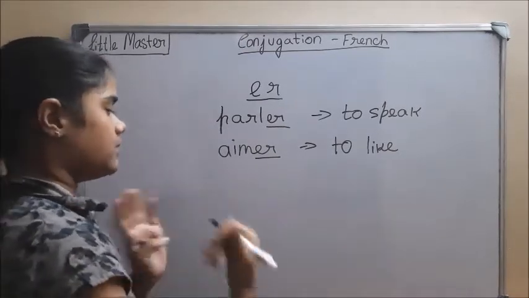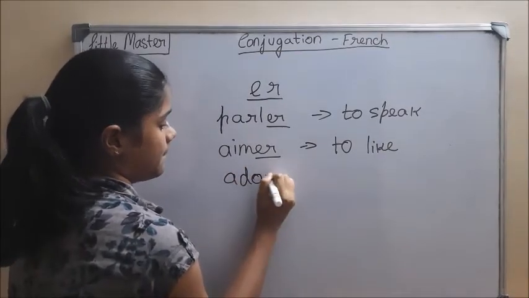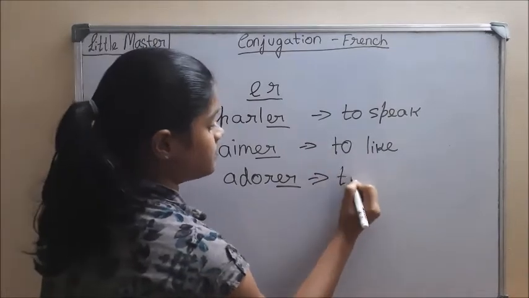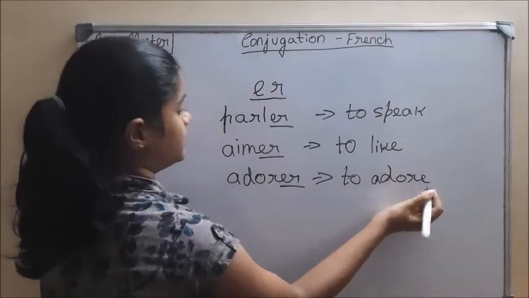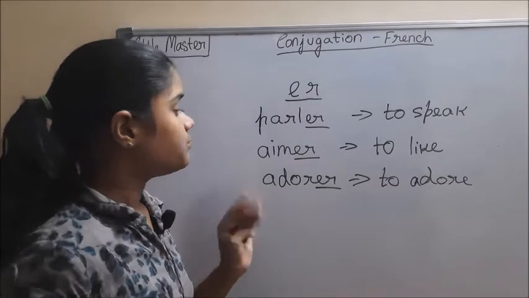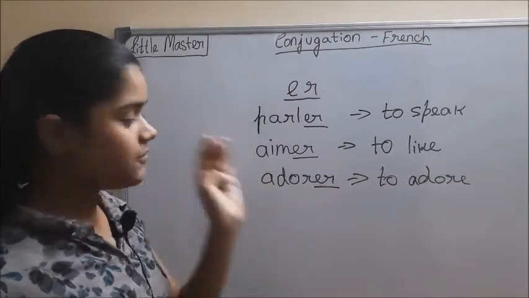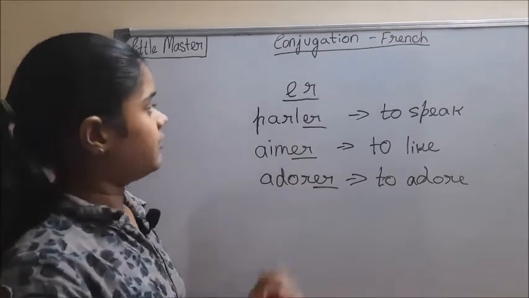That's all. Now the next one is adorer. Okay. Now the ending is ER. Now what does adorer mean? To adore. Yeah. This word is really simple. The same in English, right? Now we are removing this ER and we are adding the endings of ADOR. Okay. So yeah, we're done with ER.